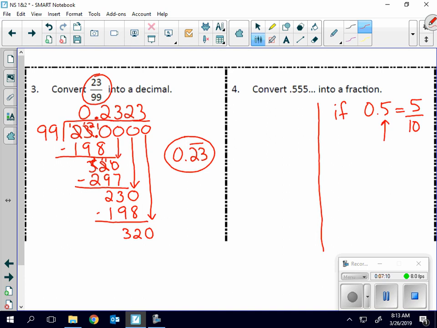Well, now this number is really 0.5 repeating, right? It's just that one number repeating. Like I was saying in the last one, instead of putting the 5 over the 10, we're going to put it over 1 less. 1 less than 10 is 9. And simplify if you can, but we can't here, so that is the answer. That's our little trick.